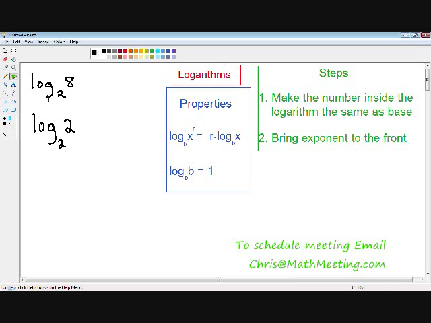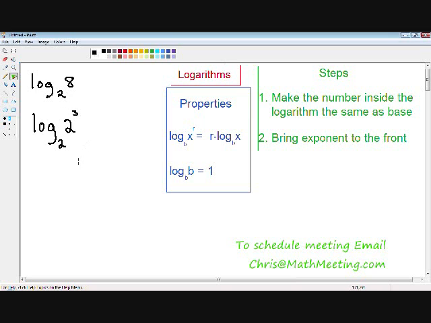Now in the original problem we had a log base 2 of 8, and now I have changed it to a log base 2 of 2. You're probably telling me that I'm not allowed to do that, and you are exactly correct. So to compensate for changing the 8 to a 2, I'm going to make it a 2 raised to the third power. I haven't changed anything one bit, because 2 to the third power is equal to 8.